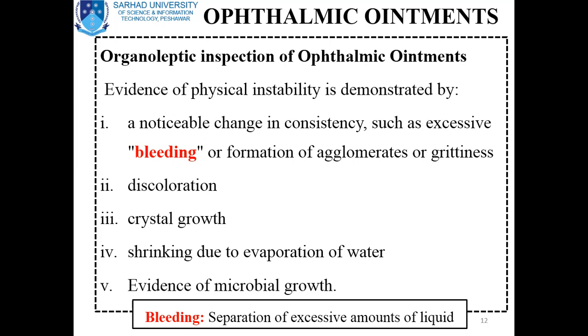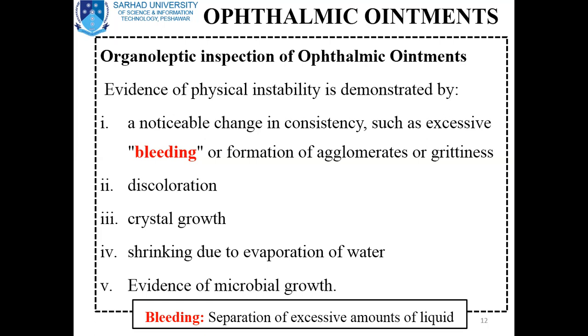The second evidence of physical instability is discoloration, a change in the color of the ophthalmic ointments. The third one is crystal growth. When crystal growth occurs in the formulation, the particle size is no longer controlled, and that leads to physical instability of the formulation.